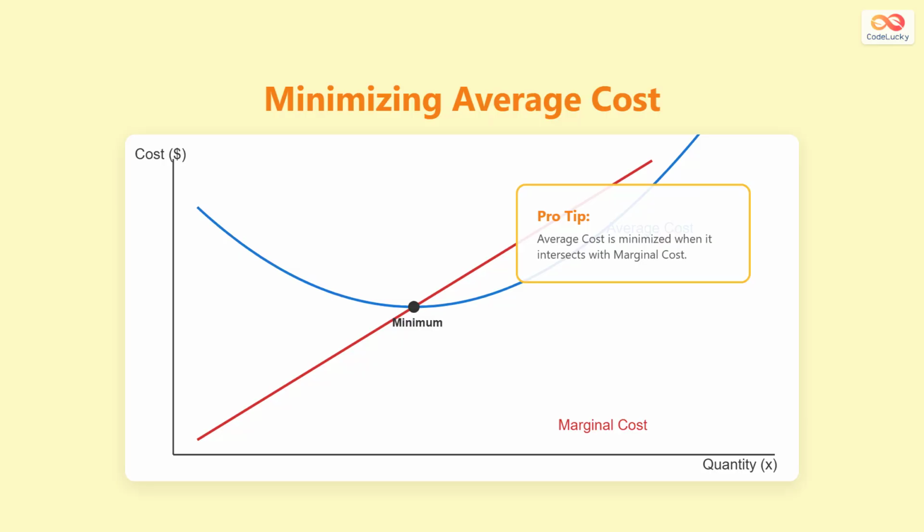We can also use optimization to minimize costs. This graph shows the average cost curve in blue, which is often U-shaped. The red line represents marginal cost. A key principle in economics is that the average cost is at its absolute lowest point, exactly where it intersects with the marginal cost curve.